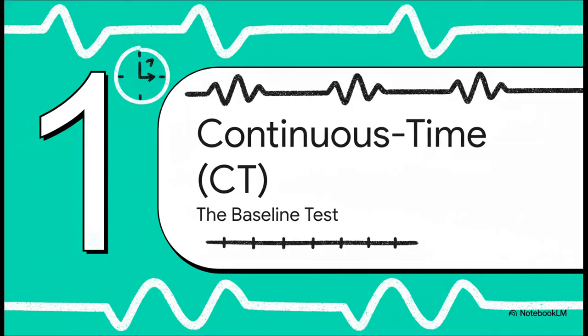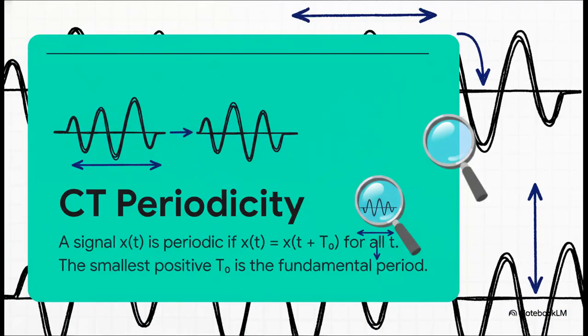Okay, let's kick things off with continuous time signals, or CT signals. You can think of this as our baseline. It's the most straightforward and honestly the most intuitive case when we talk about periodicity. So here's the formal definition, the mathematical test. A signal, x of t, is periodic if we can shift it in time by some amount, we'll call it t0, and the signal looks exactly the same. But here's the key. The smallest positive value of t0 that actually works is what we call the fundamental period.